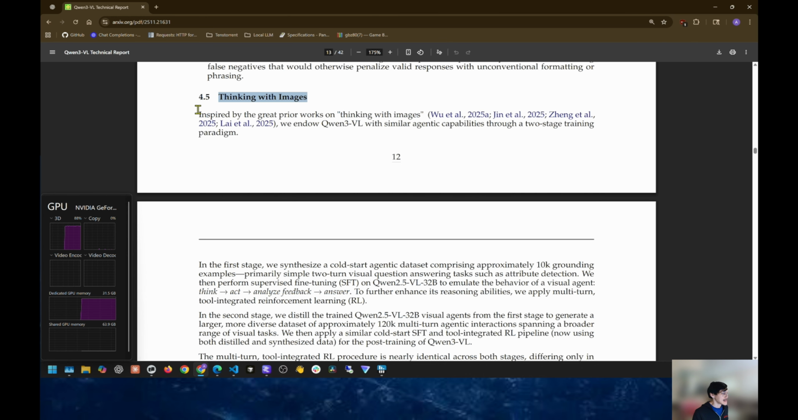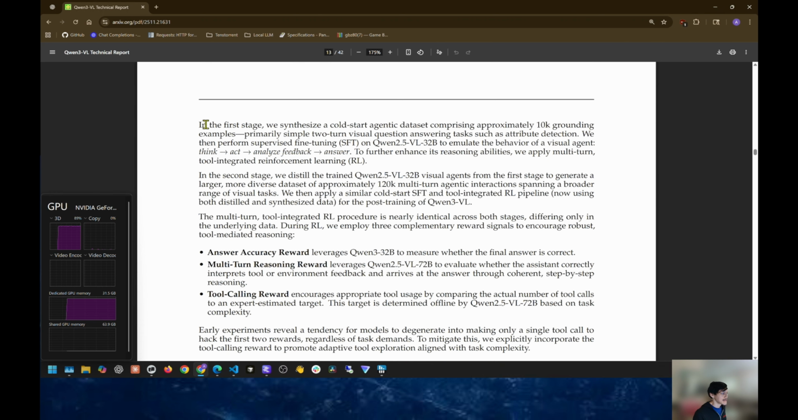Thinking with images. Inspired by the great prior works on thinking with images, we endow Qwen3-VL with similar agentic capabilities through a two-stage training paradigm. In the first stage, we synthesize a cold start agentic dataset comprising approximately 10K grounding examples, primarily simple two-turn visual question answering tasks such as attribute detection. We then perform supervised fine-tuning, SFT, on Qwen2.5-VL-32B to emulate the behavior of a visual agent: think, act, analyze feedback, and answer.